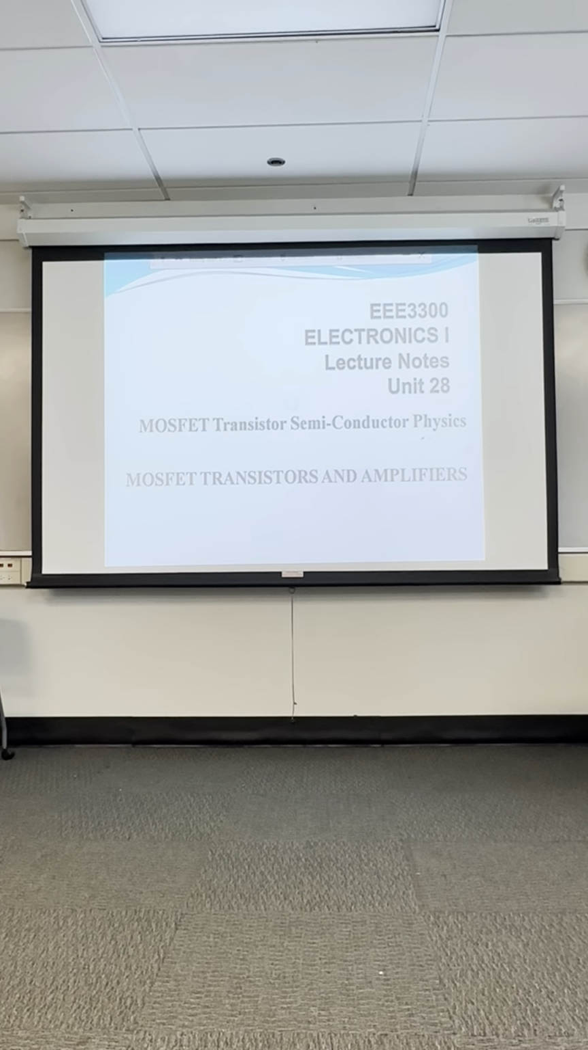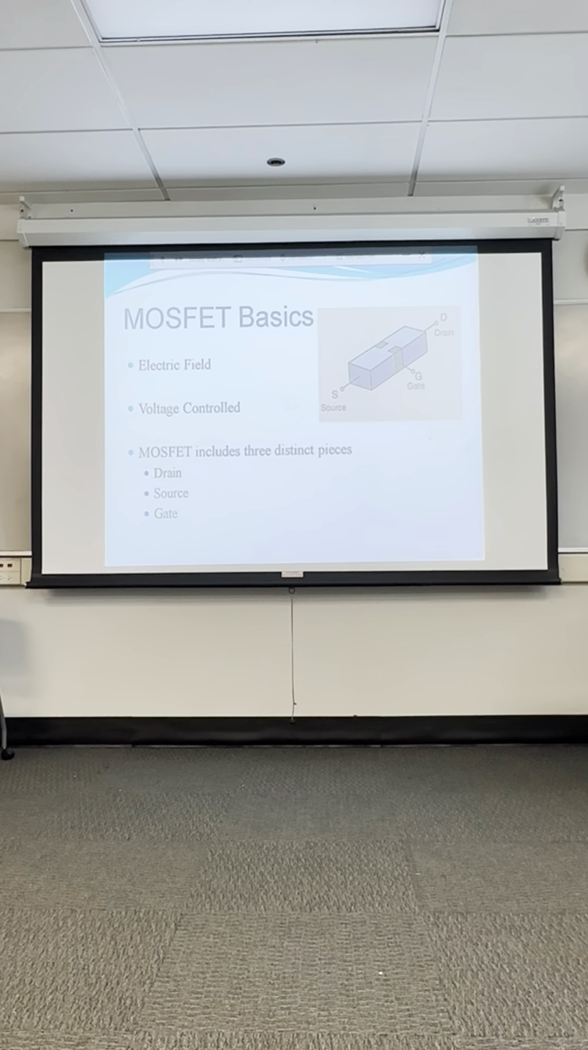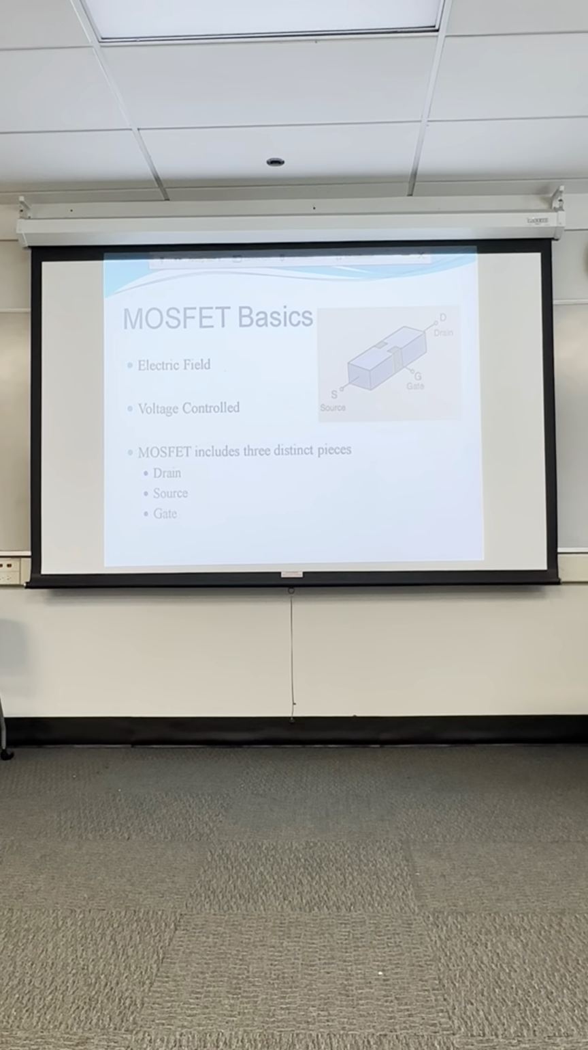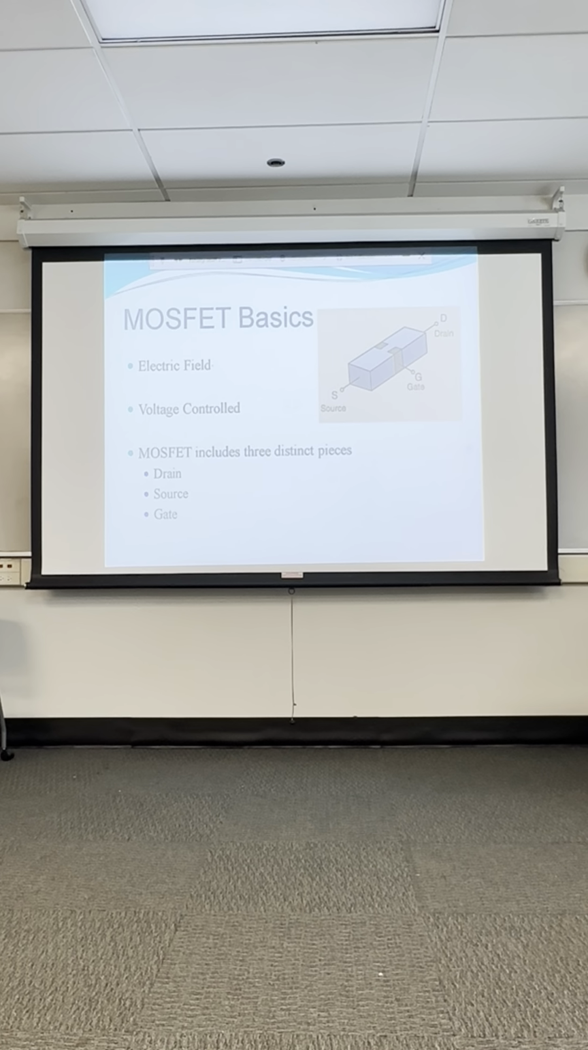So with that, a very basic introduction to the physics of a MOSFET transistor. And from the presentation, a MOSFET has a gate, has a source, and has a drain. MOSFETs operate by using an electric field, and a MOSFET is a voltage controlled device. We understand it's controlled by the gate to source voltage. And the electric field basically forms when the gate to source voltage is applied to the MOSFET device.